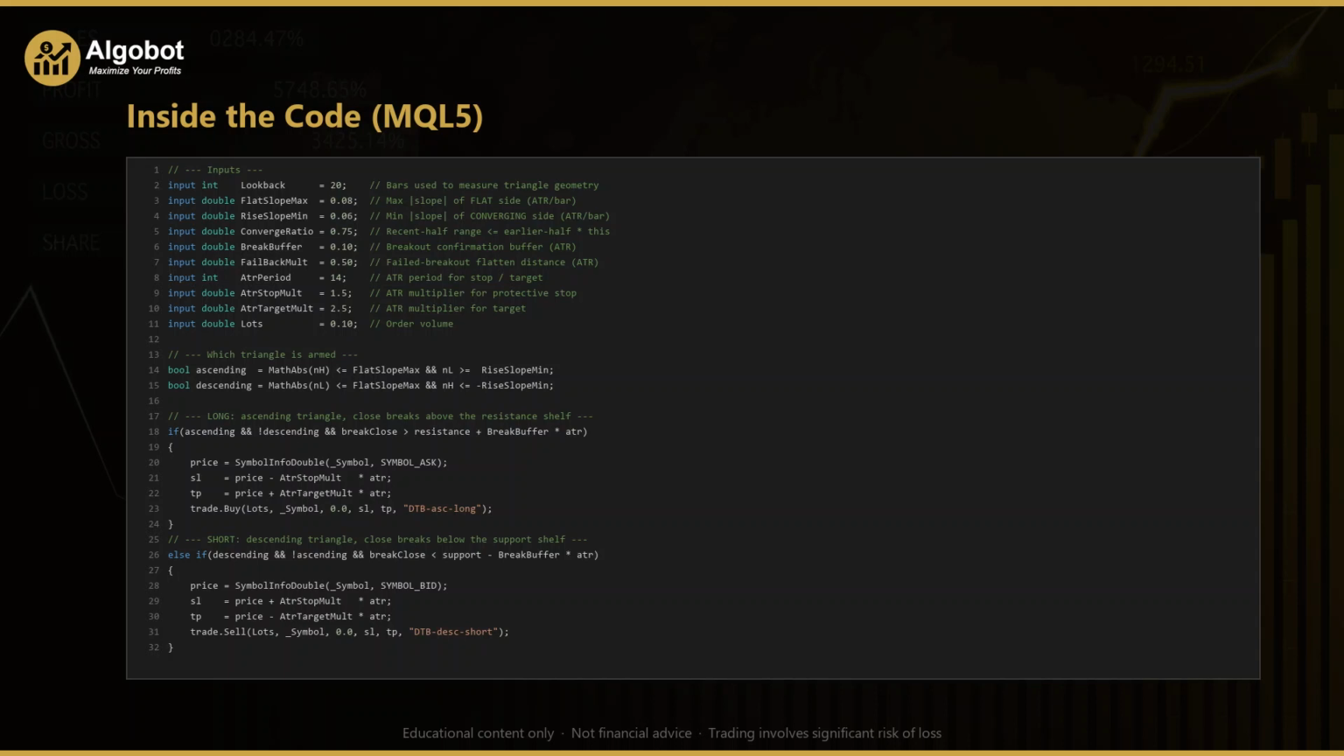The short block is the exact mirror. It fires when descending is armed and the close is below support minus the buffer. Then it reads the bid, places the stop above and the target below, and calls trade.sell. Both sides confirm on a close, and both attach their stop and target at entry.